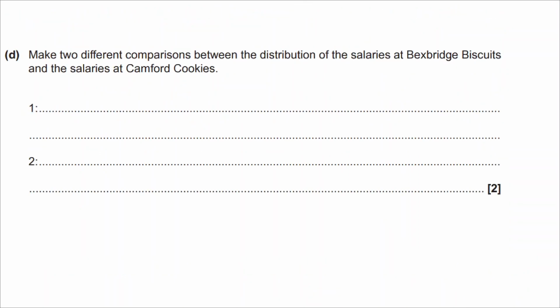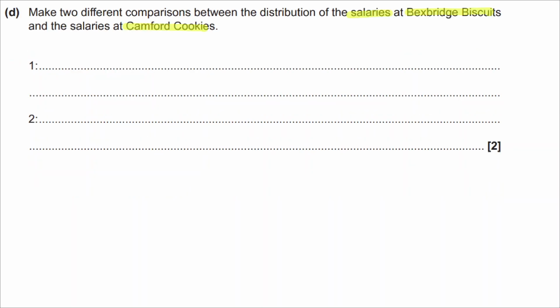Part D, a classic. Make 2 comparisons between the distribution of salaries at Bexbridge Biscuits and at Camford Cookies. Now, the key thing here is, from a box plot, and it's similar with cumulative frequency questions, you've got some key things. You can get the median, and because the median is a measure of average, you've got to state this word in your comparison. You've also got the interquartile range. Range is a measure of spread. We've got to use these words in context in our analysis using numbers.